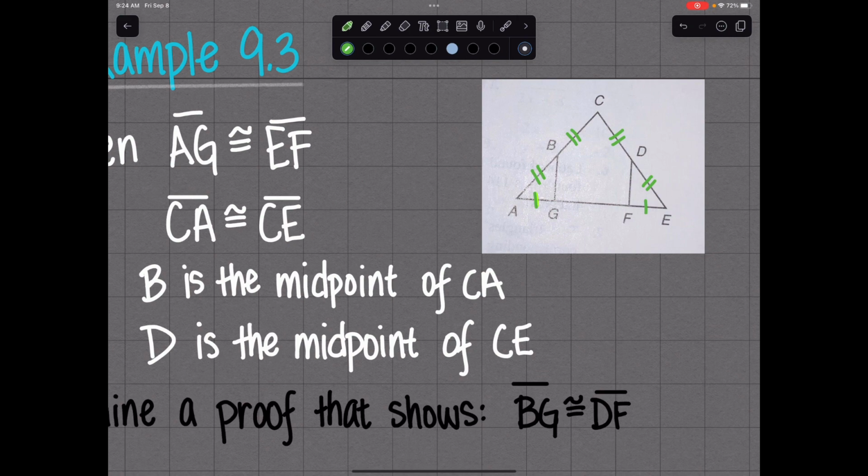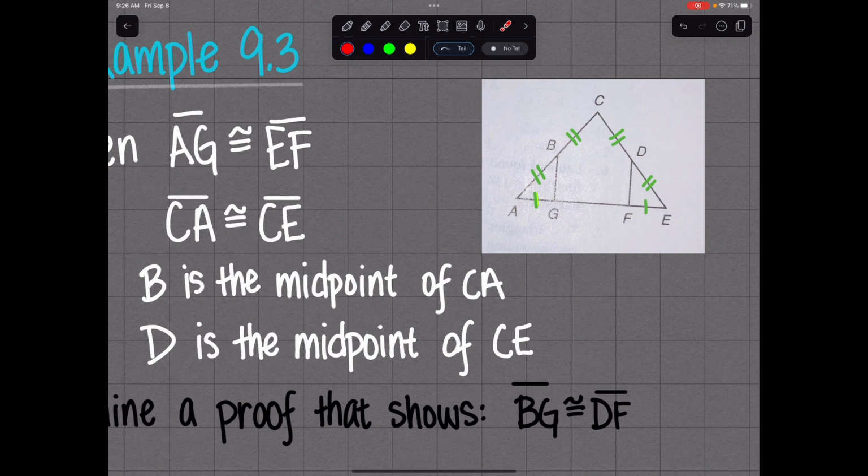Now, the whole point is we want to prove to the jury that BG is congruent to DF. Where's BG and DF? Oh, we want to prove these sides are the same. Okay, no problem. We can convince a jury of that. In order to show that these are congruent, we have to prove that these triangles are congruent. They already told us that this is the same, AG and FE, and we can also prove to the jury that this angle is the same as this angle.